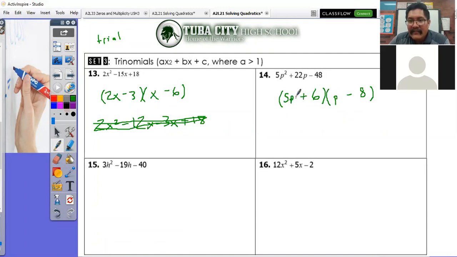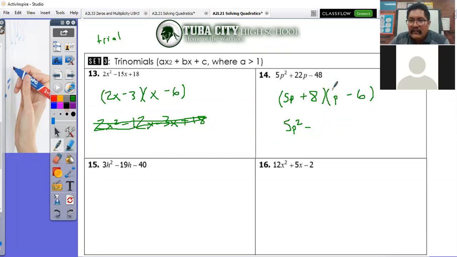But the A value says that one of them has to be 5p and p, because 5 times 1 is the only combination I can use that'll make 5. So let's try it out. 5p times p is 5p squared, minus 40p plus 6p. So outside, inside, just like the FOIL method, outside, inside is these two numbers here. And this is not going to work, because in this case we would have negative 34 or something like that. So let's try switching the numbers. Let's put 8 here and 6 here, and let's see if we have any better luck.